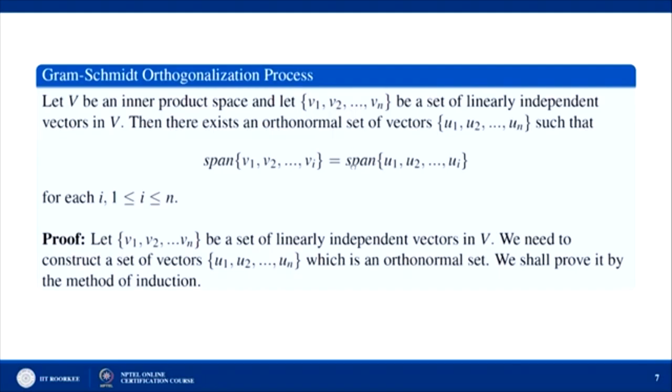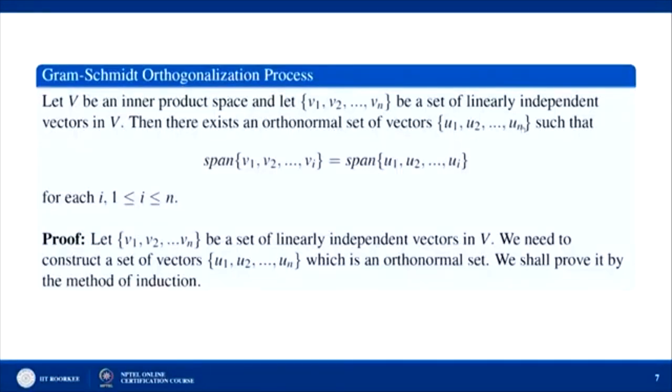Now, what is the proof of this? The proof we can obtain using mathematical induction. We have to construct a set of vectors u1, u2 up to un such that this set is an orthonormal set and the span of u1, u2 up to ui is equal to the span of v1, v2 up to vi for each i varying from 1 to n. This we have to show.